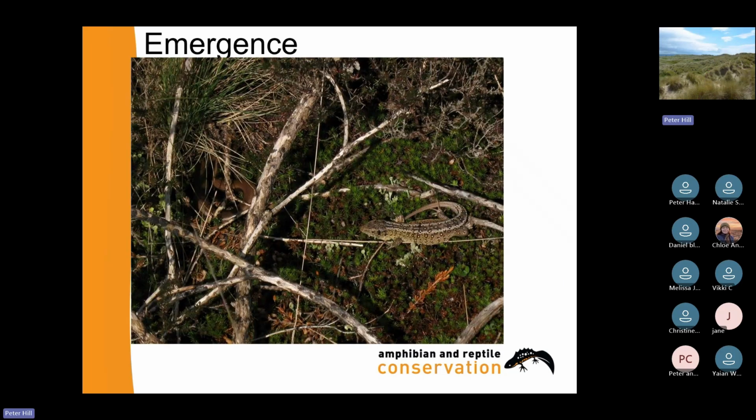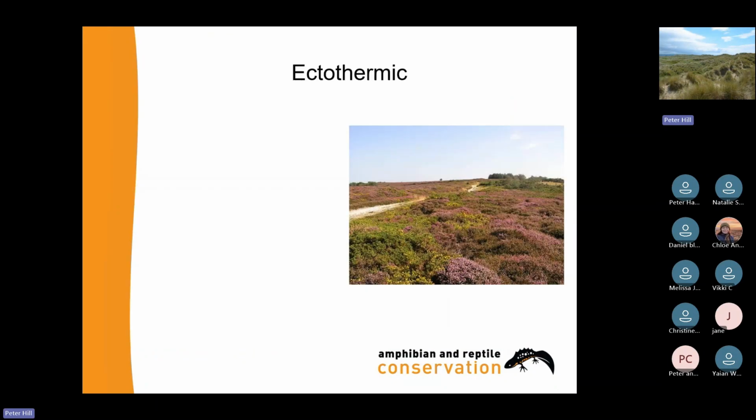There's a male sand lizard on the heathland who's emerged from hibernation, very dull looking at this stage. There's two reptiles in this picture. There's the slow worm. You can just make out that's also emerged from hibernation. Cryptic basking, just showing a section of its body at a time. So reptiles are ectothermic. That means they're entirely reliant on an external heat source.